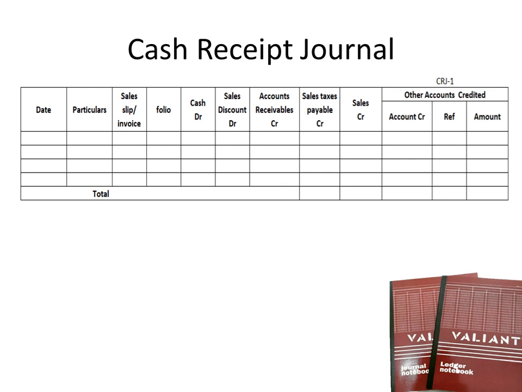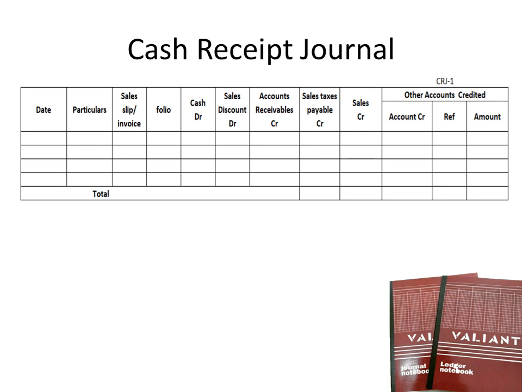It looks like this. So you have the date, the particulars, then the sales invoice or official receipts, because under BIR, sales invoices are for goods and official receipts are for services rendered. So you also have the folio. In some books, it's post reference. So you have now cash debit. Previously, we had cash credit.